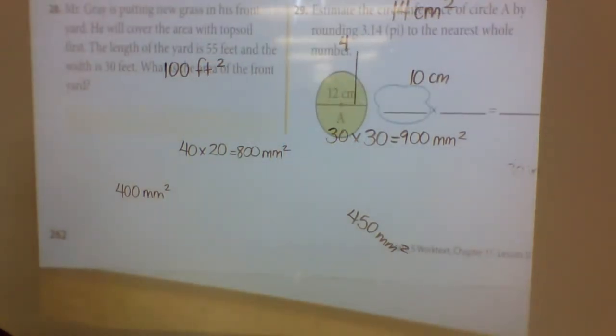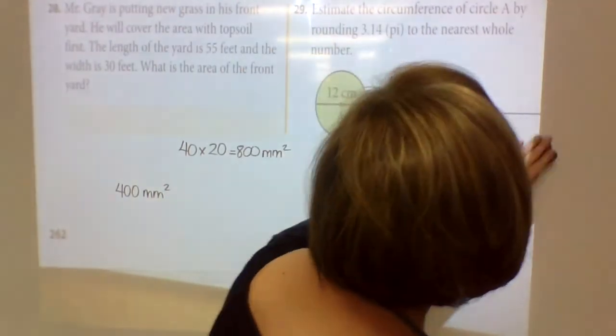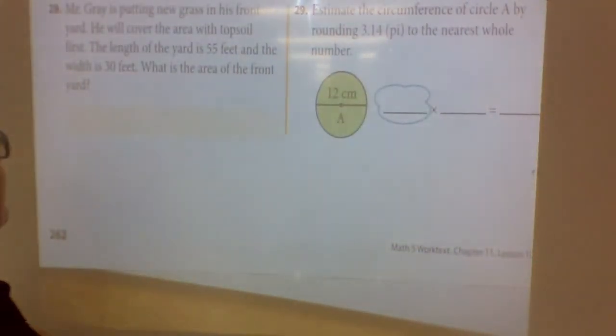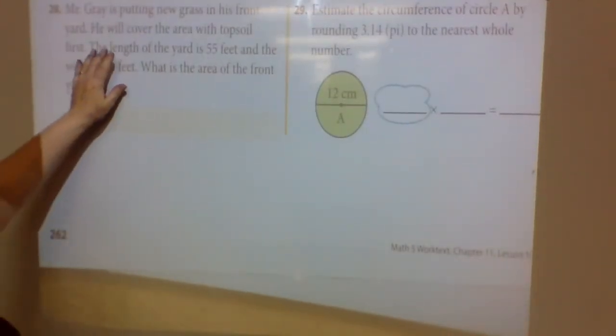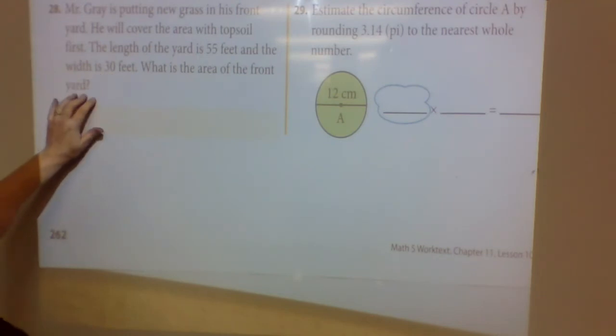Story problems, 28. Mr. Gray is putting new grass in his front yard. He will cover the area with topsoil. We learned about that in science. First, the length of the yard is 55 feet and the width is 30. What is the area of the front yard?